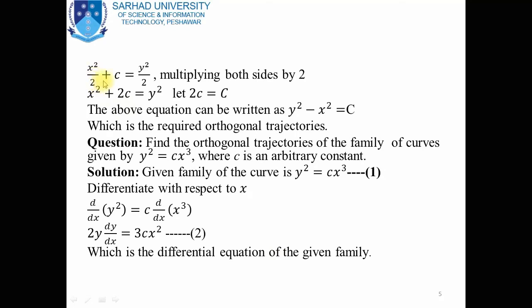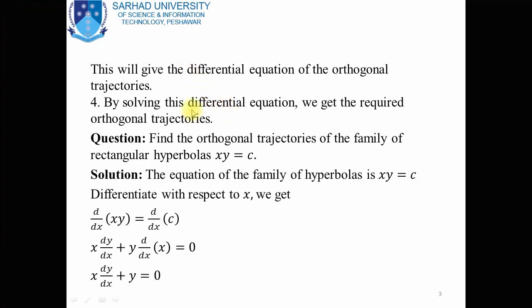So x square divided by 2 plus c is equal to y square divided by 2. Multiplying both sides by 2 we obtain x square plus 2c is equal to y square. Suppose we put this 2c equal to any other constant c, then this equation can be written as y square minus x square is equal to c, and this is the required orthogonal trajectory.